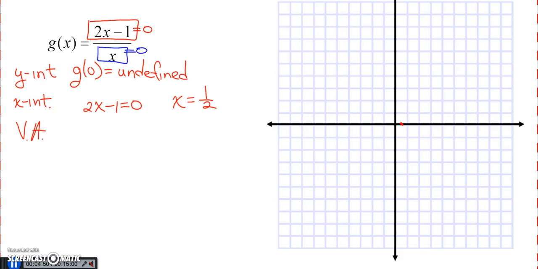We try to find the zeros of the denominator here. There's not a lot of work. It's x equals 0. All right, so I want to graph that vertical asymptote. Perfect. Draw it as a dotted line.